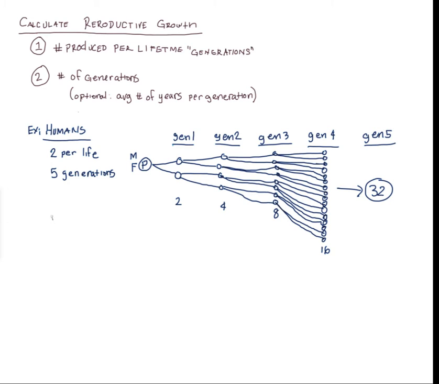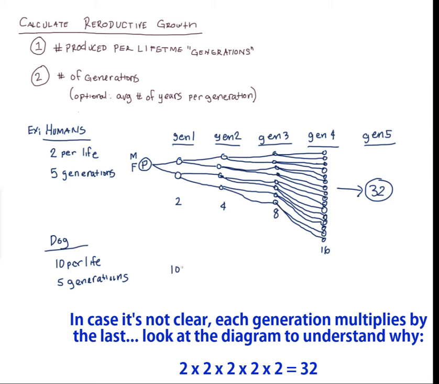Okay, let's try another example, this time with a dog. Okay, now a dog might have offspring, you might have 10 per life, and we're just going to look 5 generations forward. So let's go ahead and start. First generation will be 10. The second will be 100 and 1,000, 10,000, and 100,000.